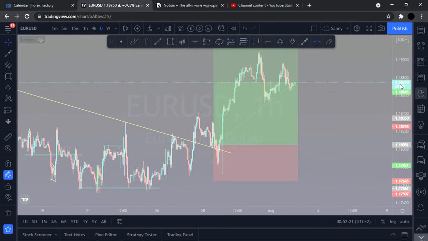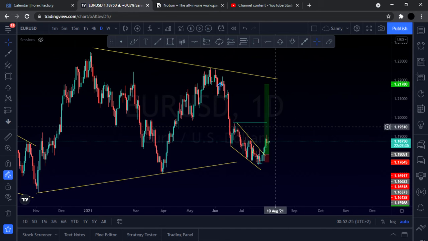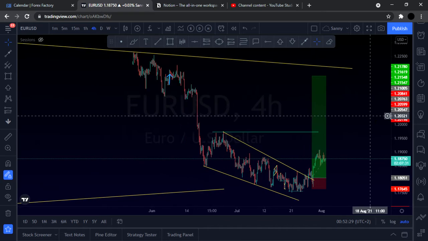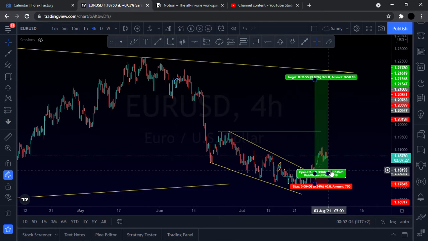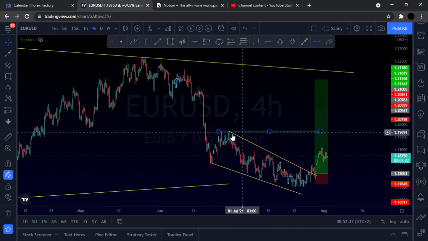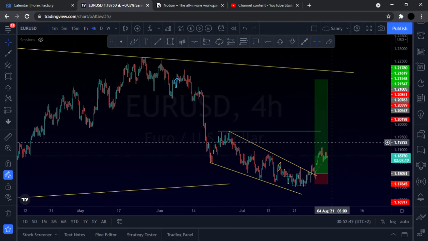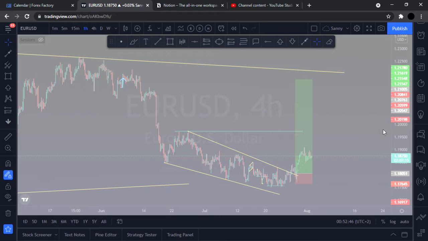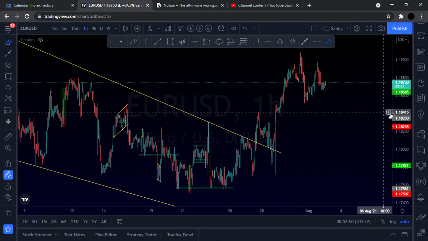EURUSD, we saw that nice buy from last week. We are still holding those buys from last week. After this nice descending wedge, we saw price break and retest that push up. We haven't reached our 90%, so I'll be taking buys all the way up there. It's just very simple on EURUSD. Let me just delete this so that I can show you something.